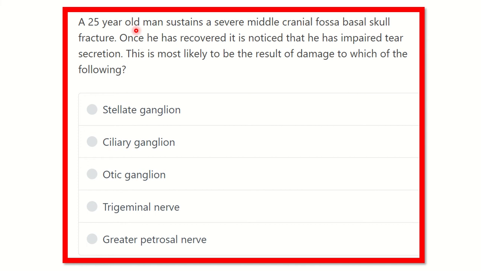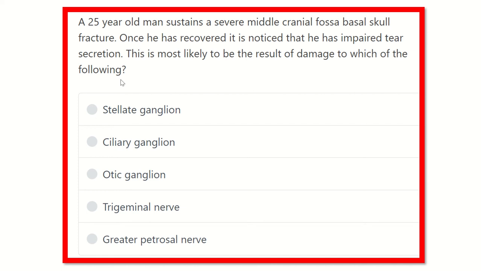A 25 year old man sustains a severe midline, middle cranial fossa, base of the skull fracture. Once he recovers, it is noticed that he has impaired tear secretion. This is most likely to be a result of damage to which of the following?